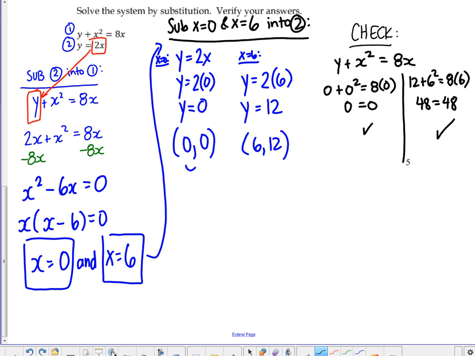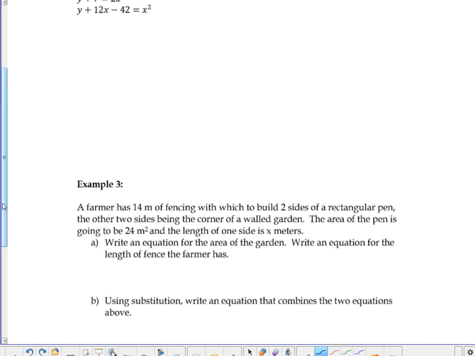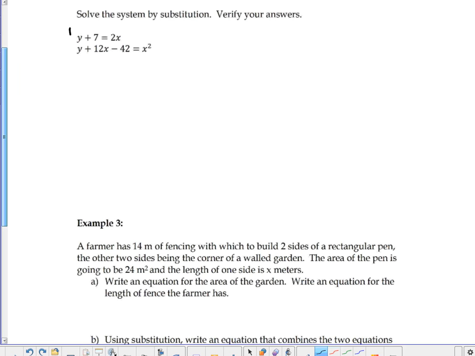All right. That means we get to turn the page. Are you ready to try one on your own? I think so. Okay. Let's do it for consistency's sake. Our first, who do we want to rearrange for? Y in which equation? First, yeah, that would be the easiest. So let's do that for consistency.